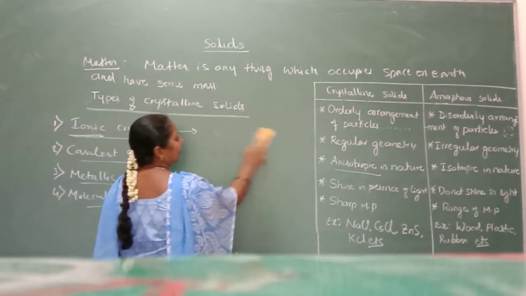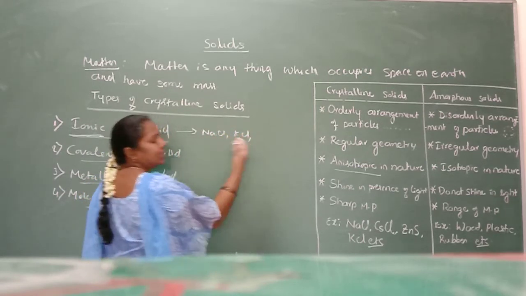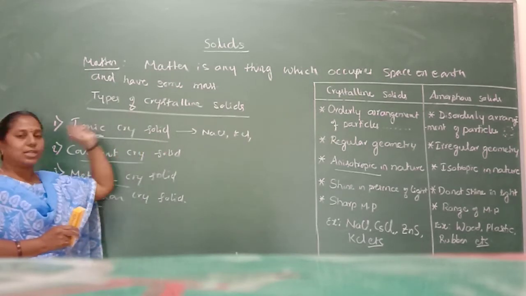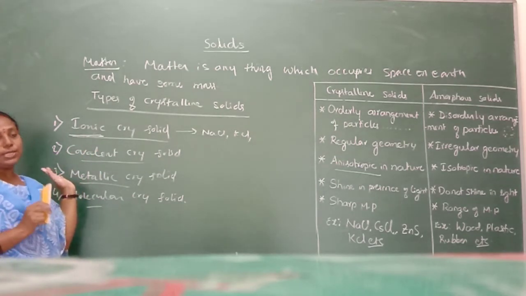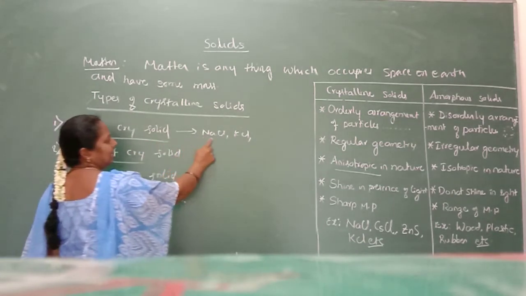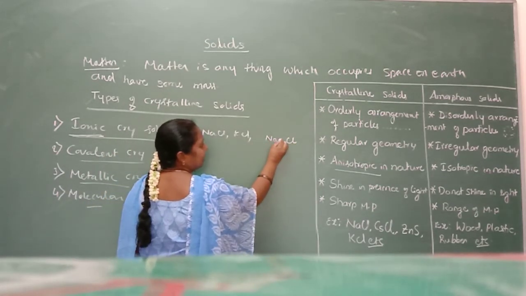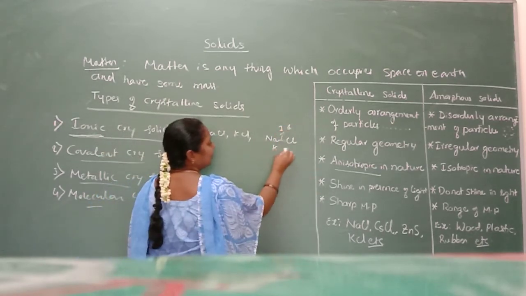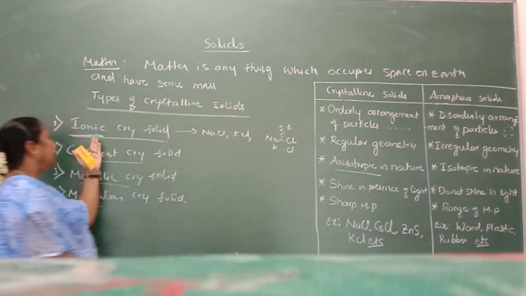Examples for ionic crystalline solid are NaCl, KCl, etc. So an ionic crystalline solid is a type of crystalline solid in which an ionic bond exists between the particles. Example is NaCl, KCl. Observe here NaCl: in between these two there is a presence of ionic bond. And also, in case of KCl, there is a presence of ionic bond. So this is the ionic crystalline solid.